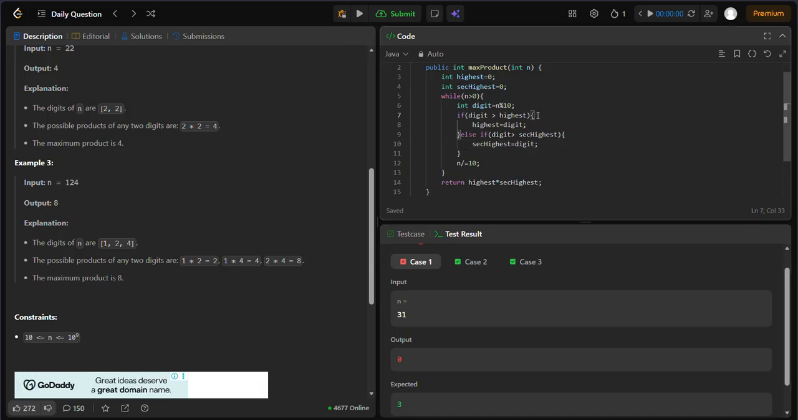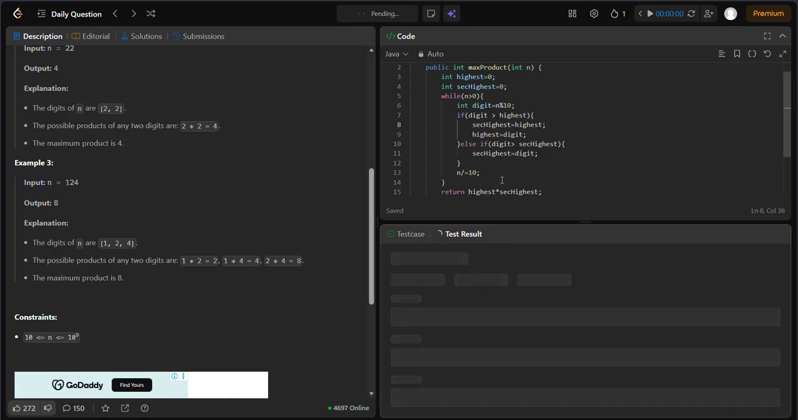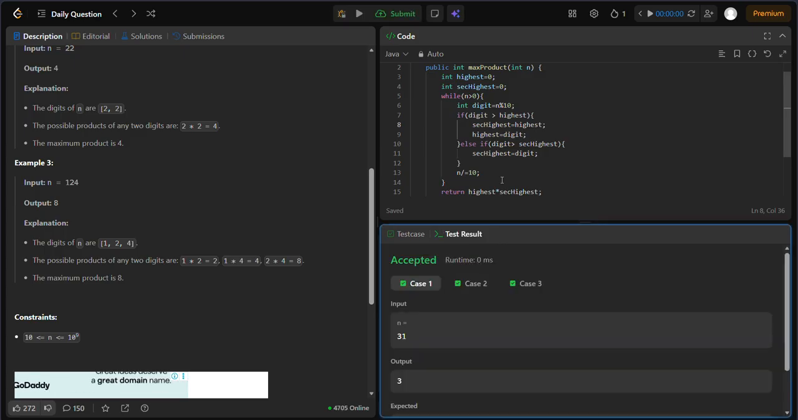That's because, see, understand. Here you found a digit which is higher than the highest. So that digit will go to the highest. But what about the value that is within the highest? That is the second highest. That's why you need to write this line.